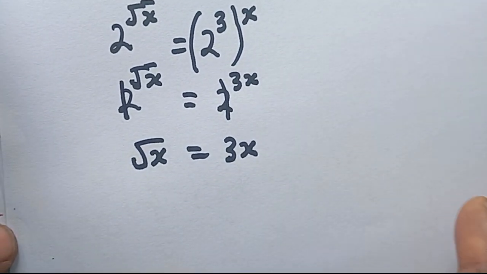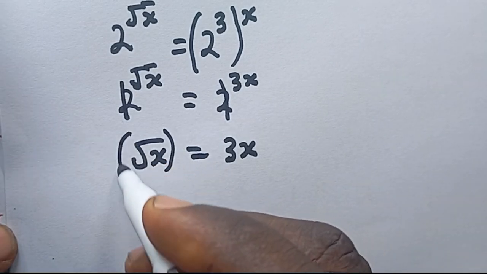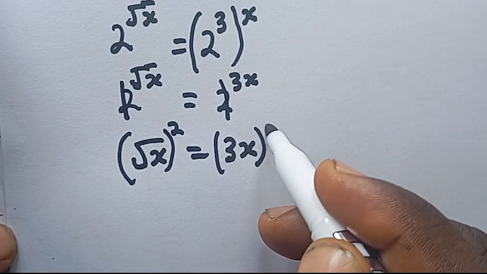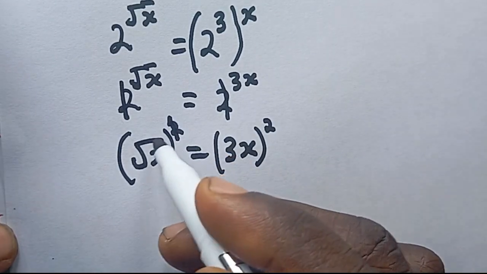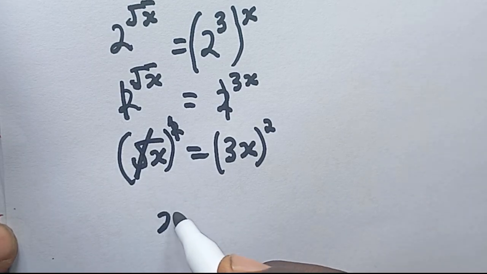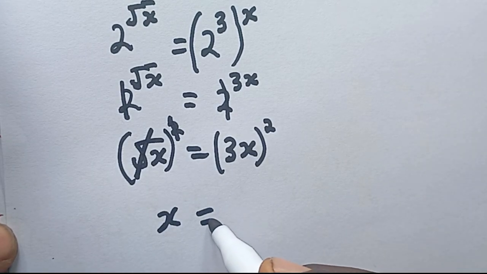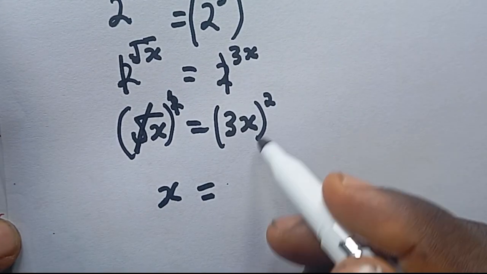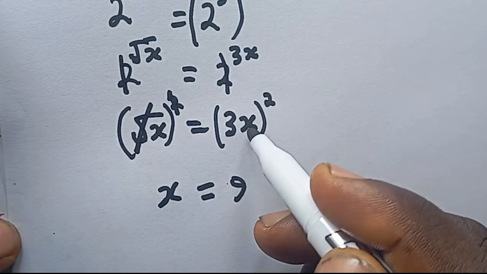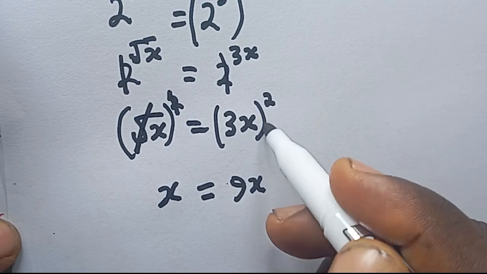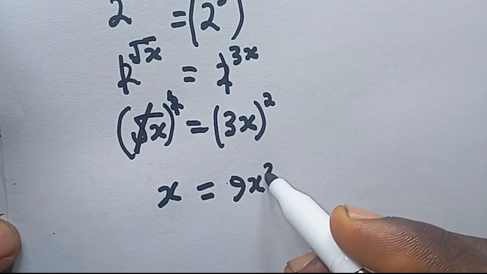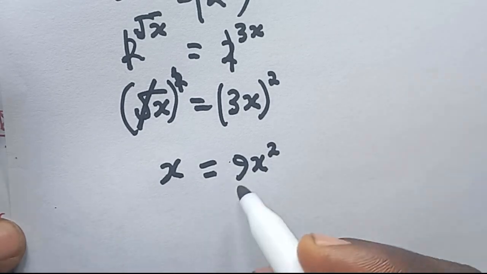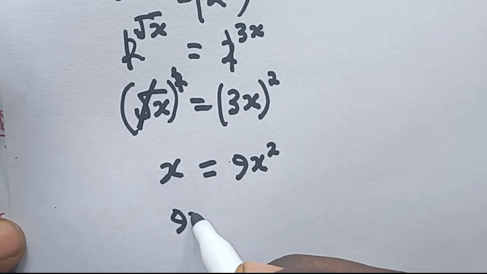Okay, so next I'm actually going to take the square of both sides so I can be able to remove this square root right here. If I do that, this is actually going to cancel this, and then I'm left with x, which is equal to 3 squared, which is 9, and then x power 2 will be x squared. Okay, so I will just collect like terms.